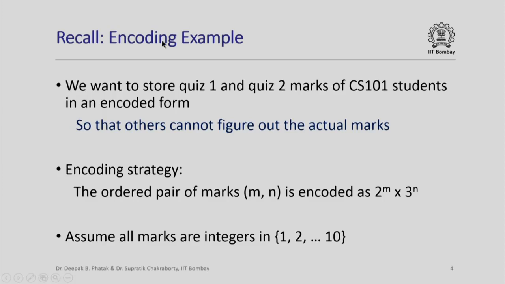So let us recall the encoding example that we had seen in an earlier lecture. We wanted to store the quiz 1 and quiz 2 marks of all CS 101 students in an encoded form so that others cannot figure out the actual marks. The encoding strategy we had decided upon was that the ordered pair of marks m comma n will be encoded as 2 raised to m times 3 raised to n, and we are going to assume that all marks are integers in 1 through 10.